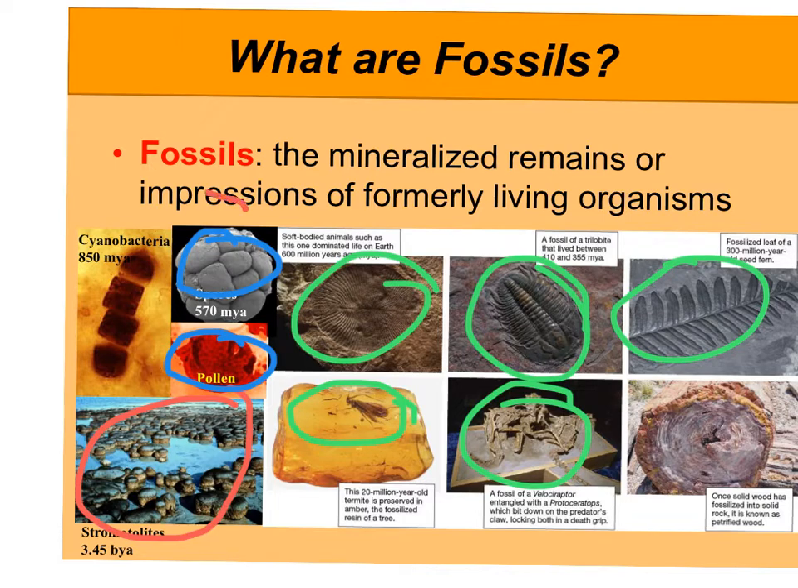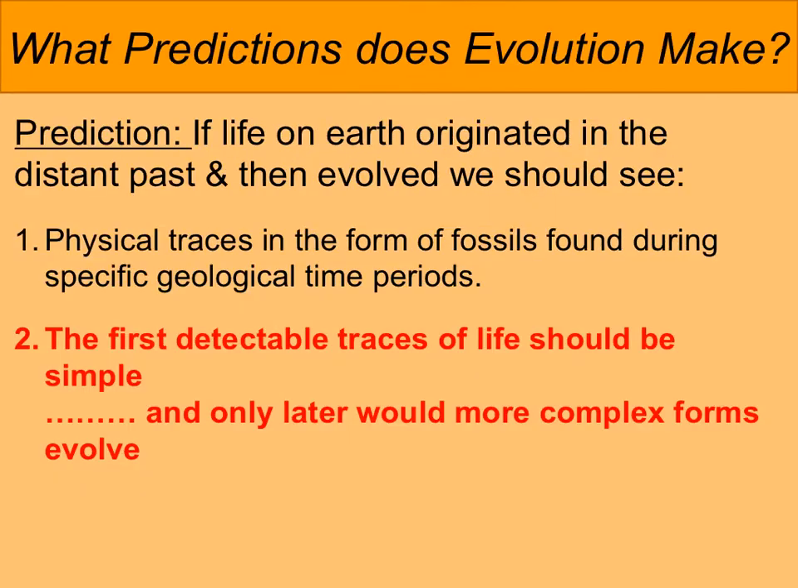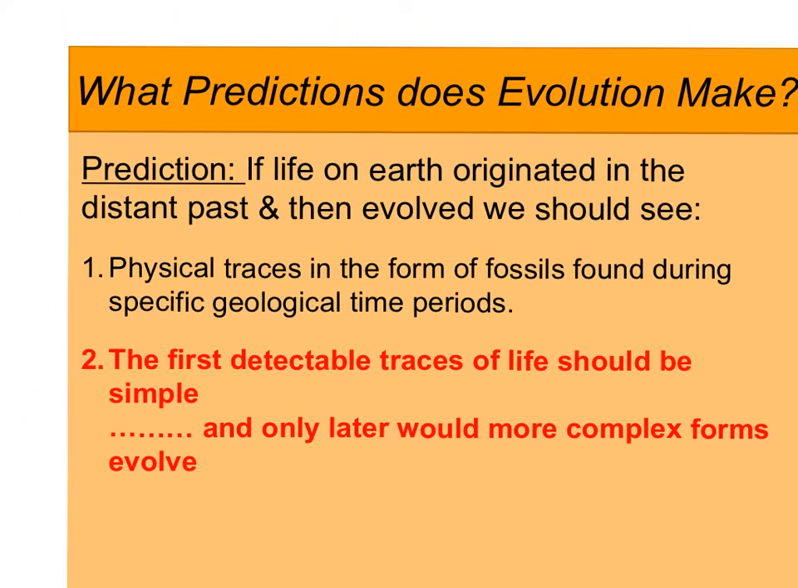This group right here, and this is what they actually laid down. Okay. So the prediction, if life originated on Earth in the distant past, and then we evolved, we should see the first detectable traces of life should be simpler. In other words, single-cell organisms, and only later would more complex forms show.